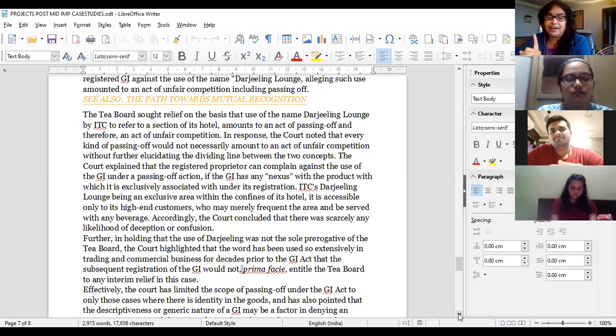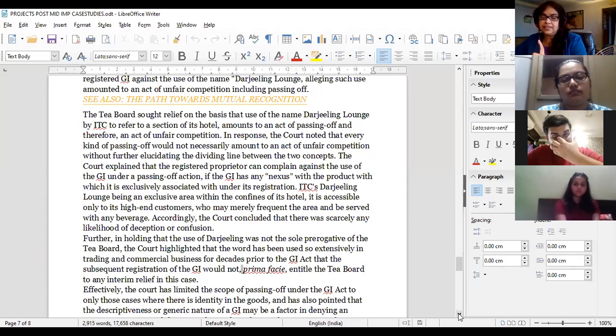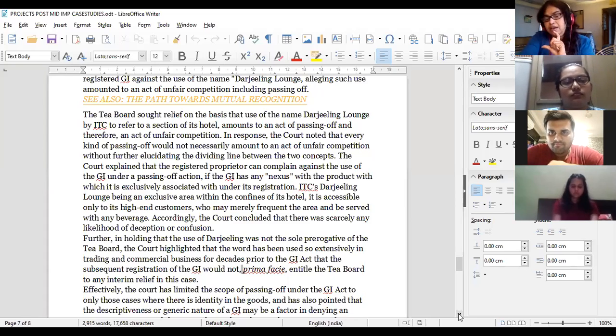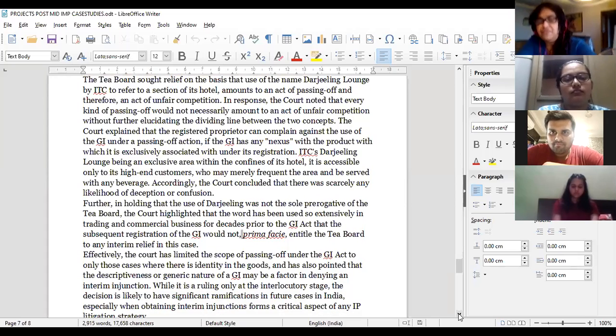So the court highlighted that the word has been used so extensively in trading and commercial business, so often people utilize it even for advertisements, for anything, for decades prior to the GI Act, that the subsequent registration of GI would not prima facie entitle the tea board to any interim relief. So no interim relief was granted because this word Darjeeling was used by the 5-star. Okay, so effectively the court has limited the scope of passing off.